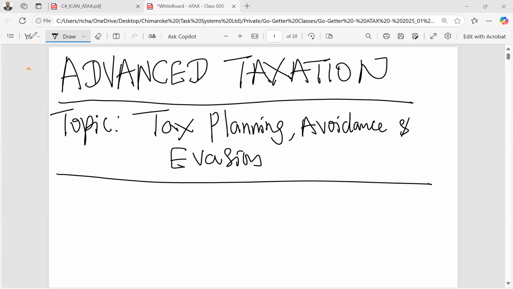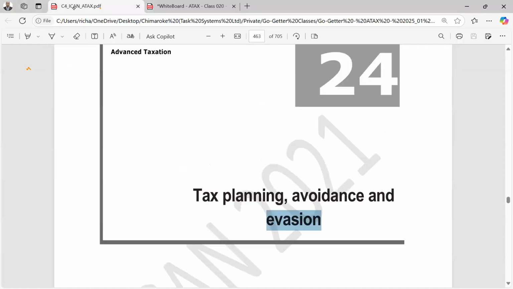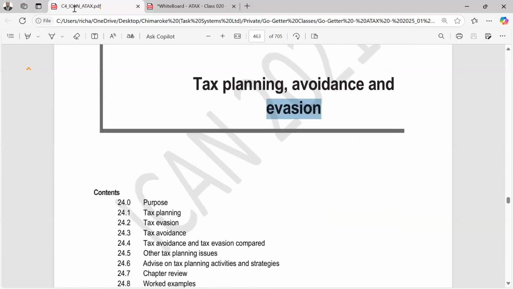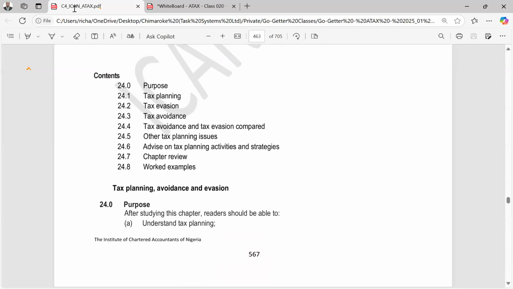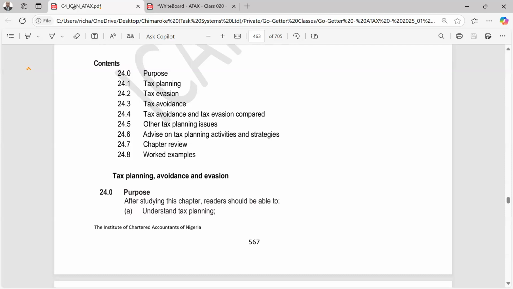What do we stand to get from this topic? We are going to be looking at the purpose of tax planning, what is tax evasion, what is tax avoidance, what other tax planning issues we can have, and how to strategize and plan our activities so that we can take advantage of the tax laws that are applicable.